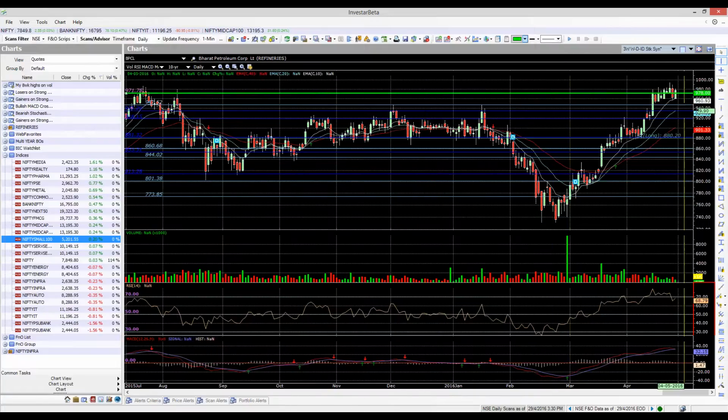Right, so it made a life high 2 days back and then cooled off. Volumes are coming down, so that's definitely a caution. You've got 1,000 rupees as a psychological mark right up there. Okay, plus the indicators, however, are looking, I would say, still strong, though there's definitely what one would call a loss of momentum.